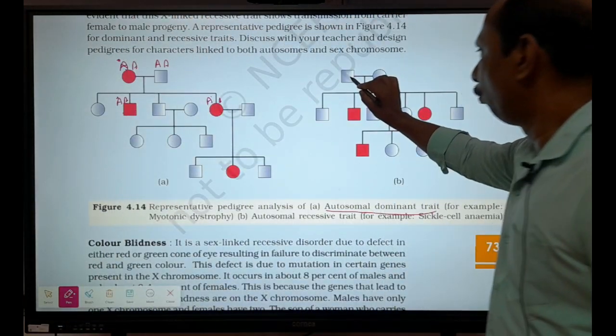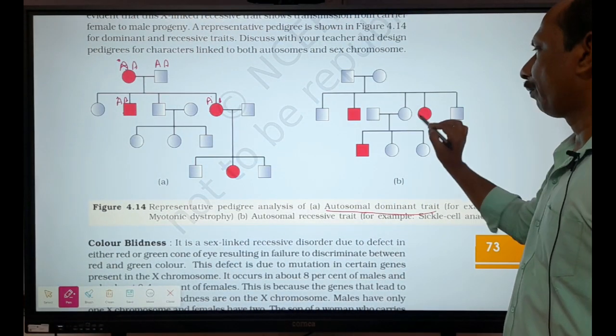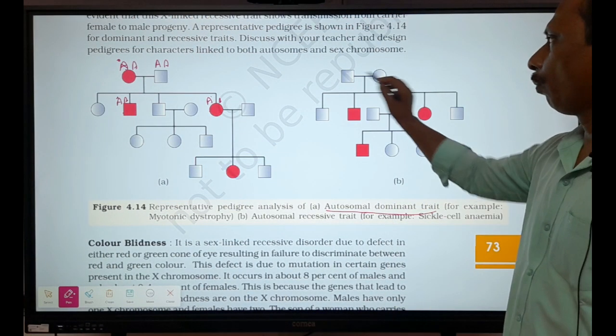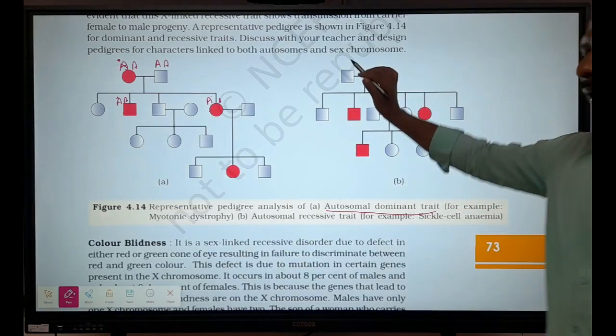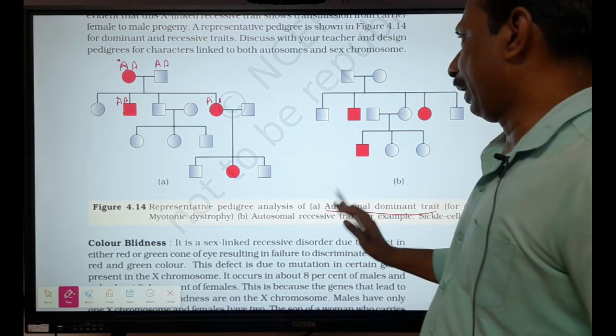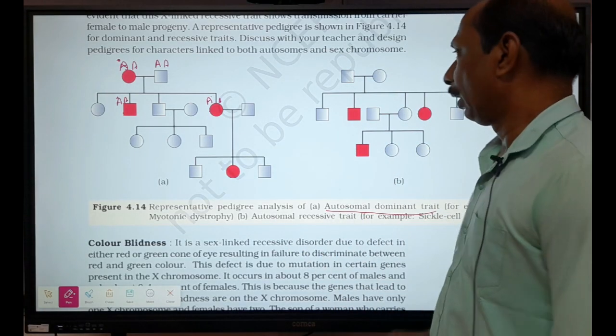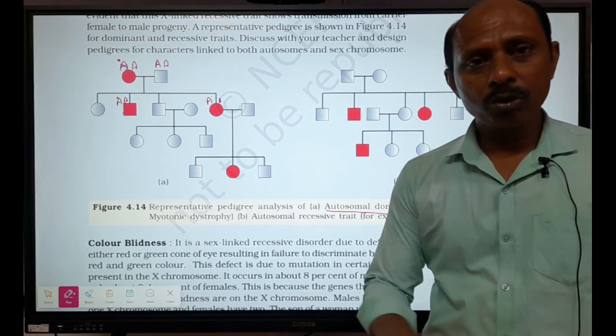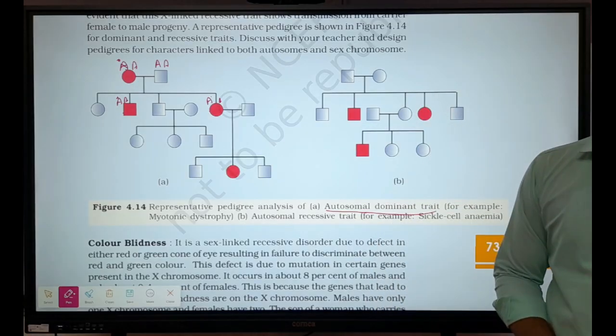You can see here both are normal, but their sons are affected. Simply I tell you, both are normal. Why are they normal? That means this is a recessive trait. Second, is it an autosomal or sex-linked recessive trait?